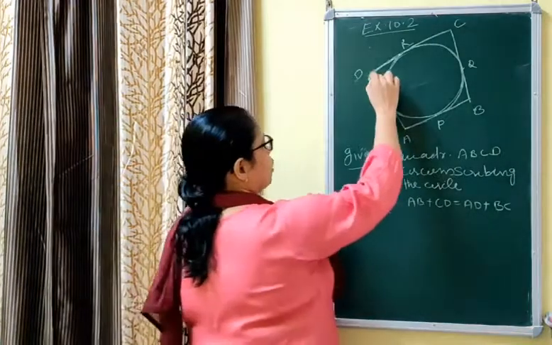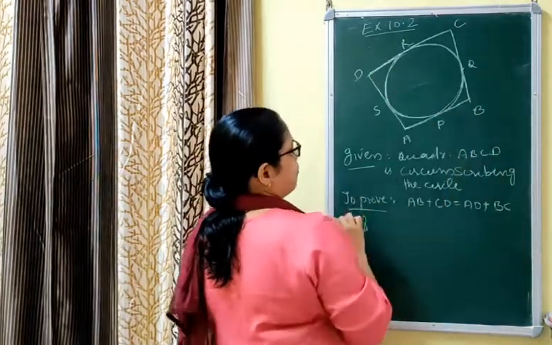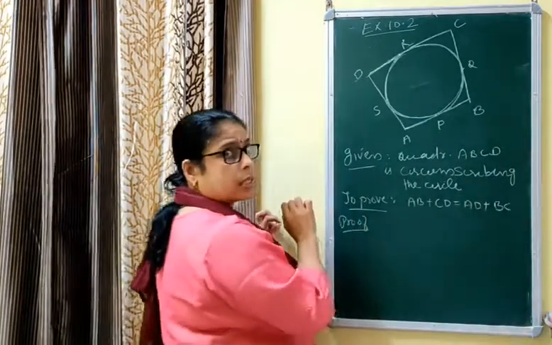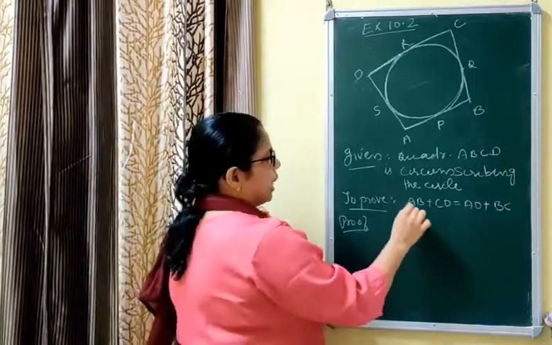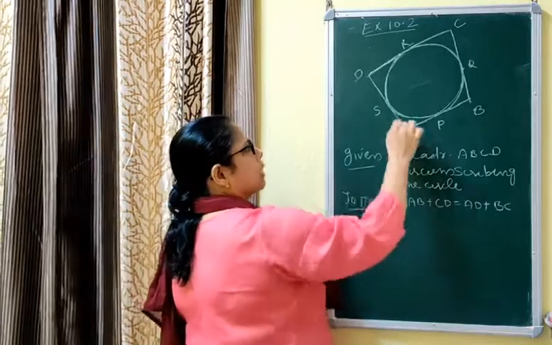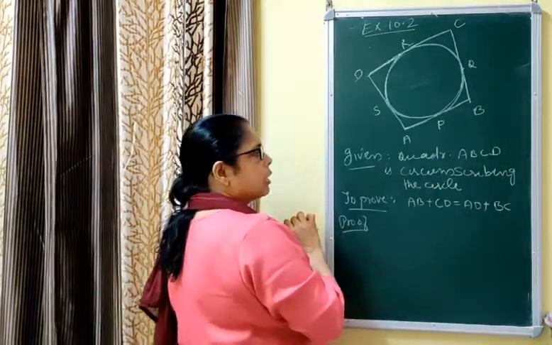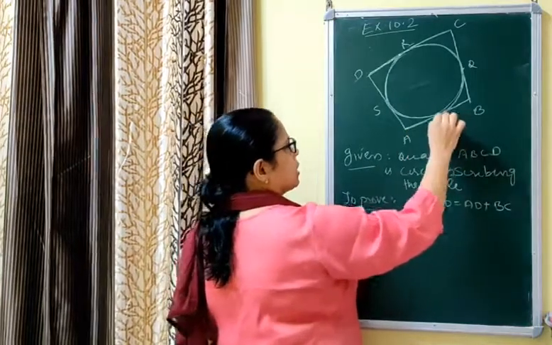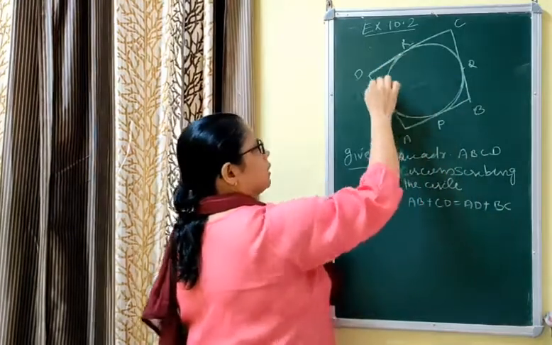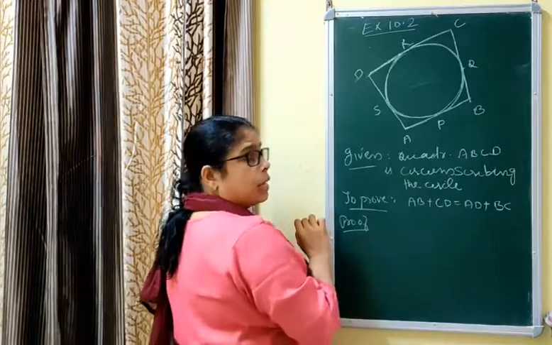That means you are given a quadrilateral ABCD that is circumscribing a circle. Now you have to prove AB plus CD is equal to AD plus BC. Side AB is touching the circle at P, BC is touching at Q, CD is touching at R, and AD is touching at S. You have to prove that AB plus CD equal to AD plus BC.